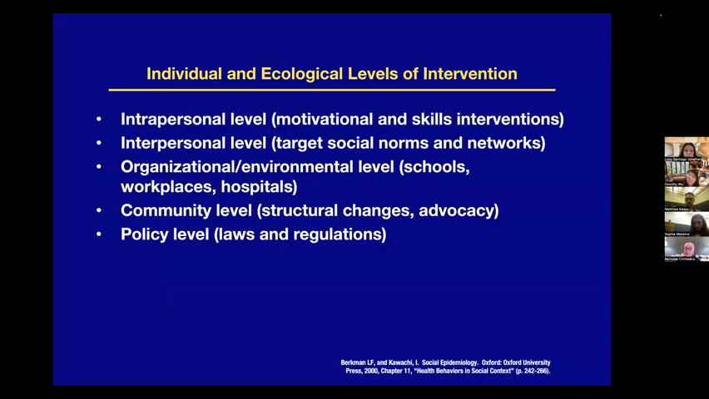Now, there are varying kinds of interventions or changes we could make at individual or collective levels. How could we intervene to redress the obesity epidemic? Well, there are intrapersonal changes we could make, motivational and skills interventions. Or there are interpersonal changes, like targeting social norms and networks. We'll come back to social networks later in the class. So things to do with how people interact, like how they see each other. Organizational and environmental levels, like schools, workplaces and hospitals, or community levels like structural changes or advocacy, or policy levels like laws and regulations.